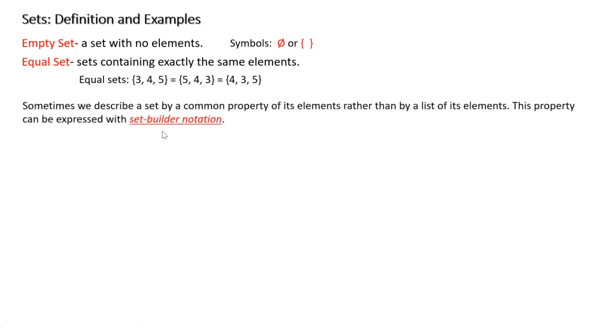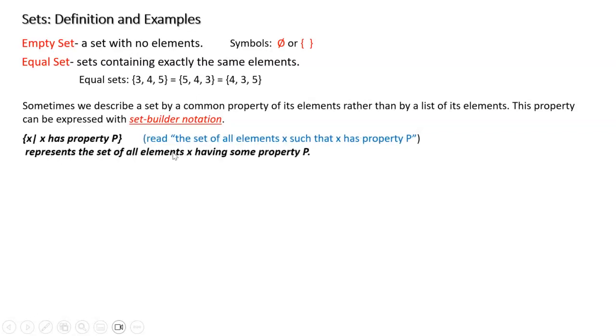Okay, now, sometimes we describe a set by a common property of its elements rather than by a list of its elements. For example, a list of elements are these right here. The list is the set 3, 4, 5. That means a list. But there's another way you can describe sets. This other way is it can be expressed with set builder notation. Let me show you an example.